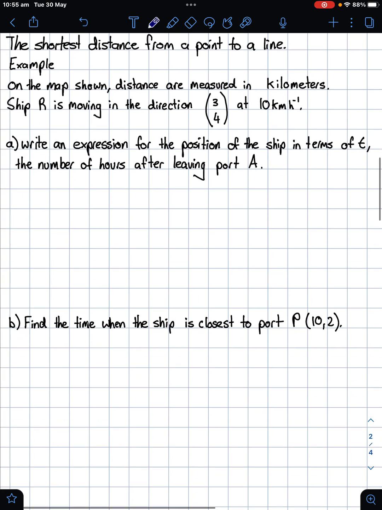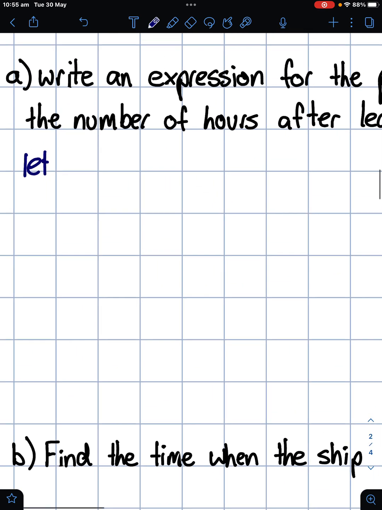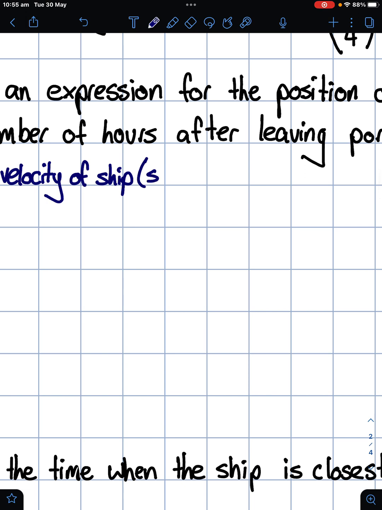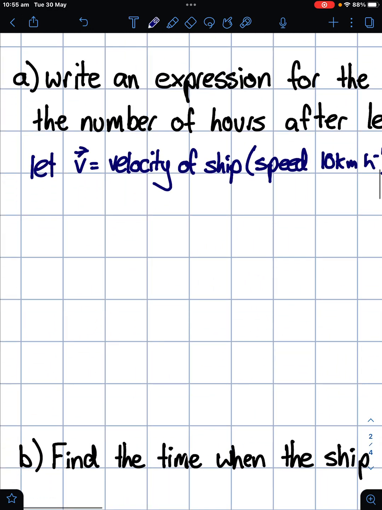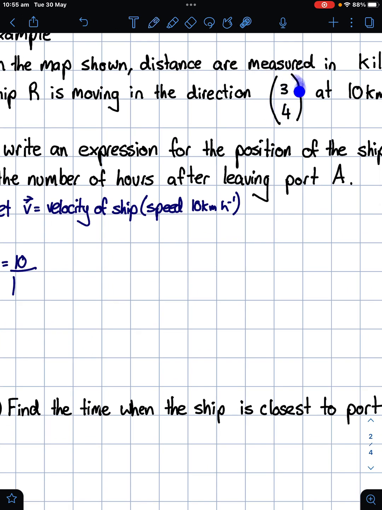So the first thing we need to do is let v equal the velocity of the ship, and I'm just going to put in brackets here, speed 10 kilometres an hour. And so what that means is we need to have the unit vector. So that means that v, our velocity, is going to equal 10 over the length of this vector here, (3, 4).